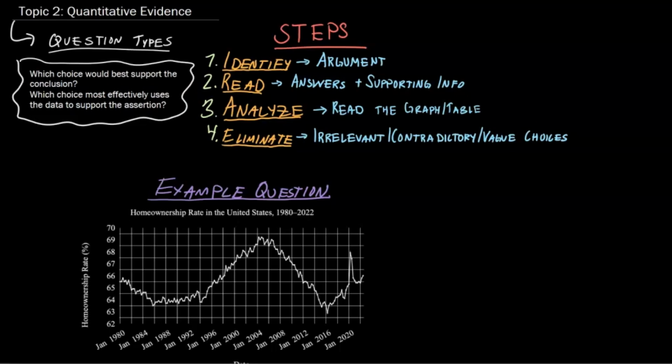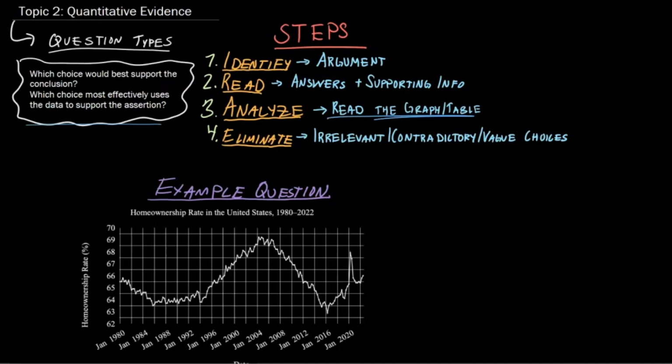All right, topic 2, quantitative evidence. So quantitative evidence is slightly different from textual evidence in that you'll be given some sort of graph or table. It's kind of the same idea though. It's the same choices, the same question as textual evidence, and pretty much the same strategy. But we're going to introduce a third step here.